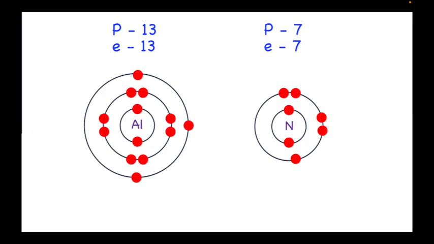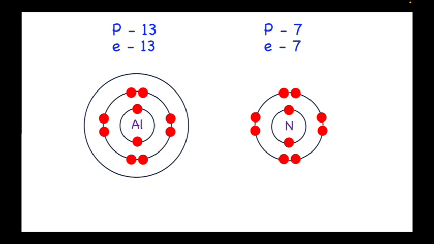Now consider aluminium and nitrogen. Aluminium has 13 protons and 13 electrons. It has 3 electrons in its outermost shell, which it gives away to become stable. Nitrogen has 7 protons and 7 electrons. With 5 in its outermost shell, it needs 3 more.